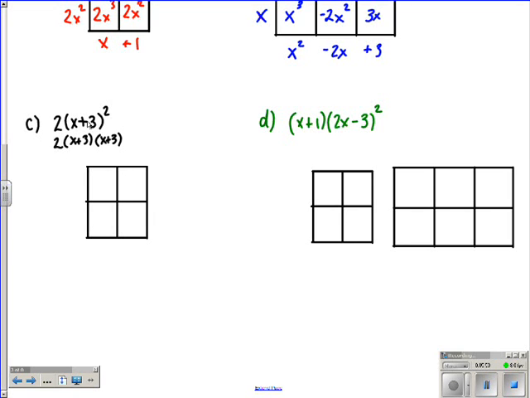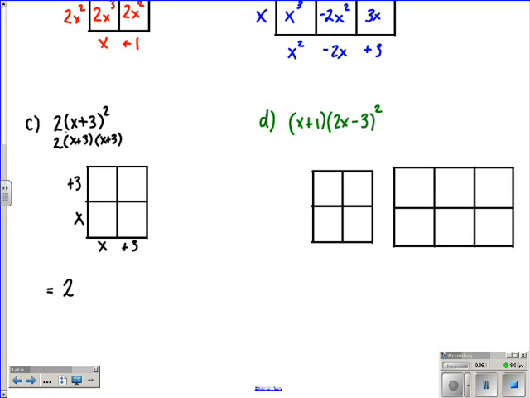So let's go ahead and square the binomial first. Right now, I'm not going to forget about my 2. I'm going to have 2 times something down here when I'm done. Let's see. We've got x plus 3 and x plus 3.